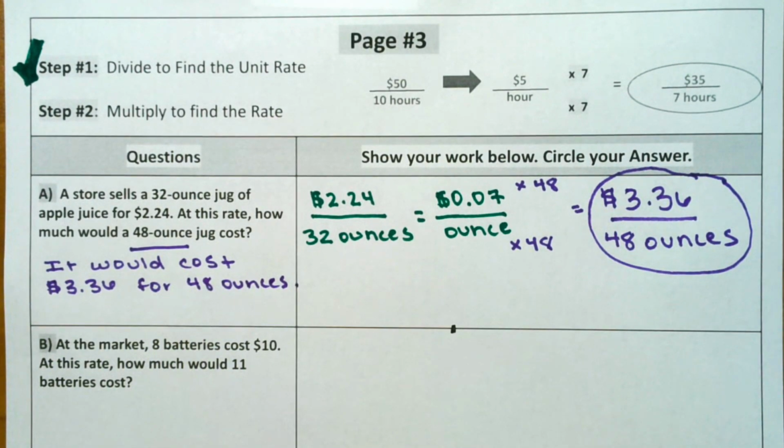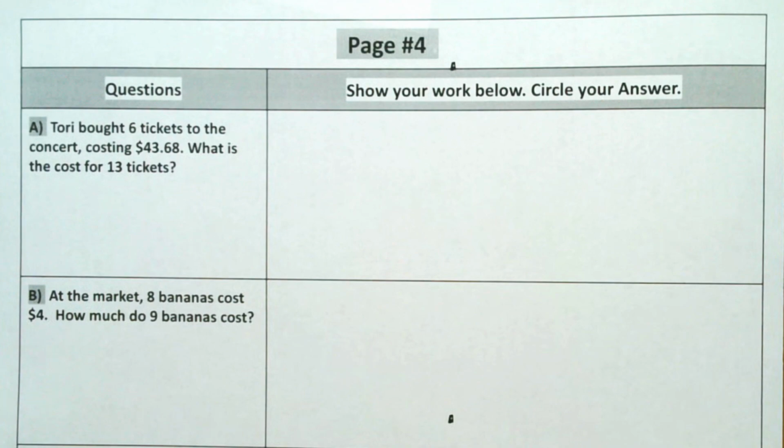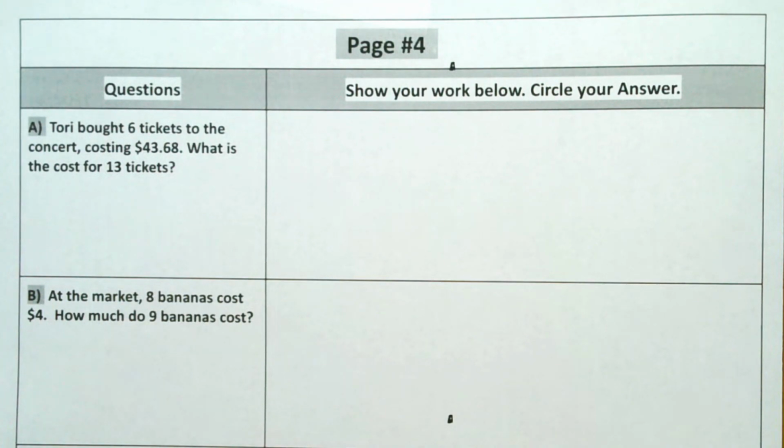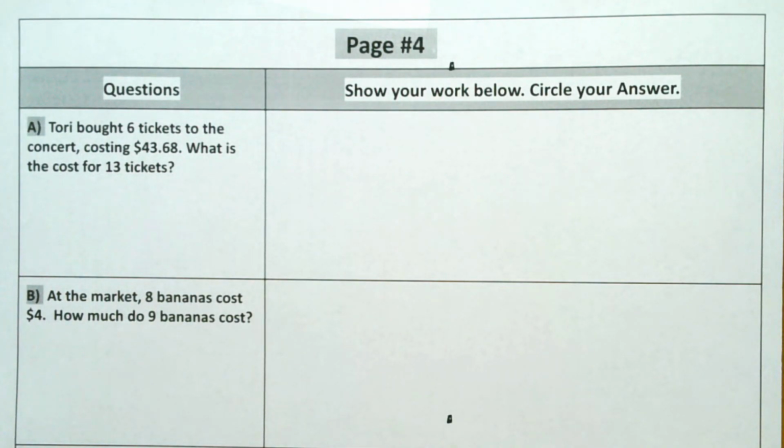Go ahead and complete the rest of page number 3, then come back to the video. All right, on page number 4, I'm going to complete problem A with you. Then I'm going to have you complete page 4 and page 5 on your own. Problem A says Tori bought 6 tickets to the concert, costing $43.68. What is the cost for 13 tickets?